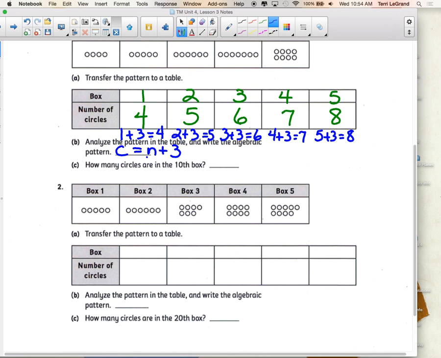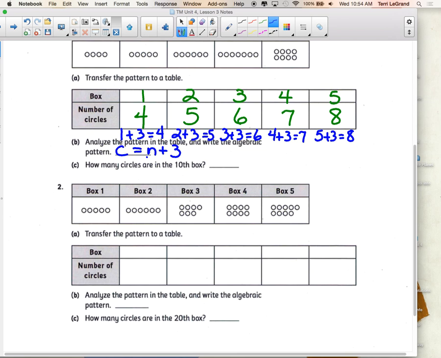How did you want to write it? Is there another way we could write it? Could we write it n plus 3 equals C? Yeah, we could do that. We could write n plus 3 equals C. Could we write 3 plus n equals C? Yes, because addition allows the n and the 3 to trade places. So there is more than one way to write this.